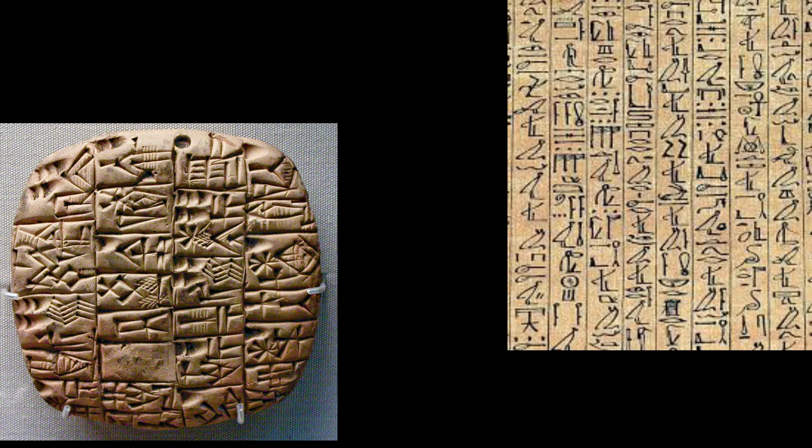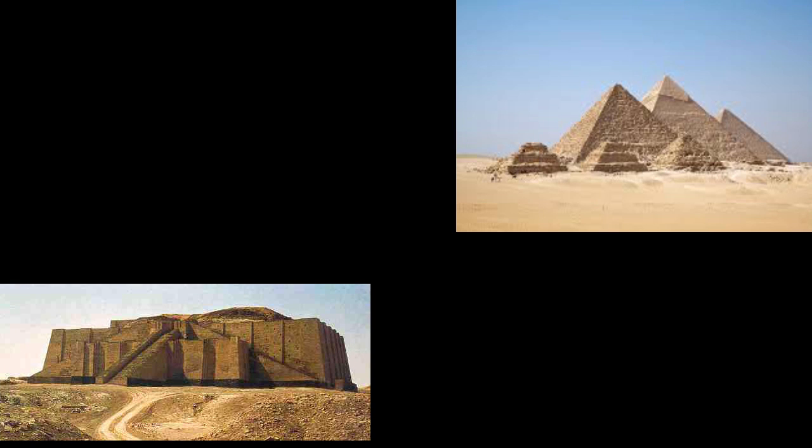Okay, so writing. Both civilizations have writing. Mesopotamians have cuneiform, and Egyptians have their hieroglyphics. It's like monumental building. Both Egypt and Mesopotamia participated in monumental building, but Egypt had stone and they made pyramids, whereas in Mesopotamia they had mud brick and they made ziggurats.